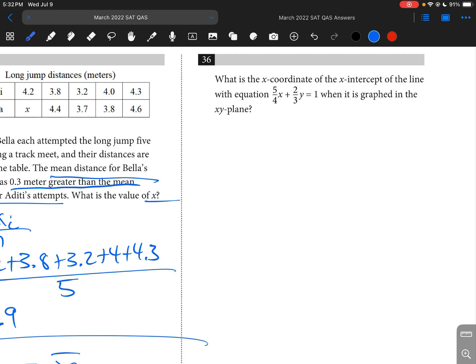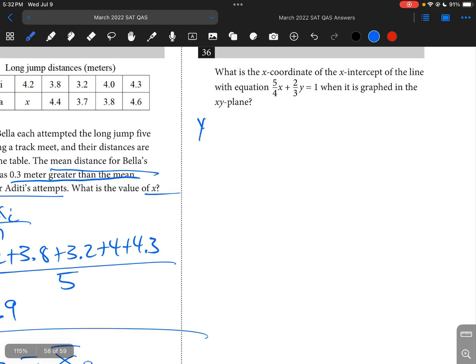Alright, 36. What is the x-coordinate of the x-intercept of the line with the equation 5/4 x plus 2/3 y equals 1? Okay, so you don't actually need to graph this. You can because you have Desmos, but if you want to see how this is actually done, you can put this into slope-intercept form. So y equals mx plus b.